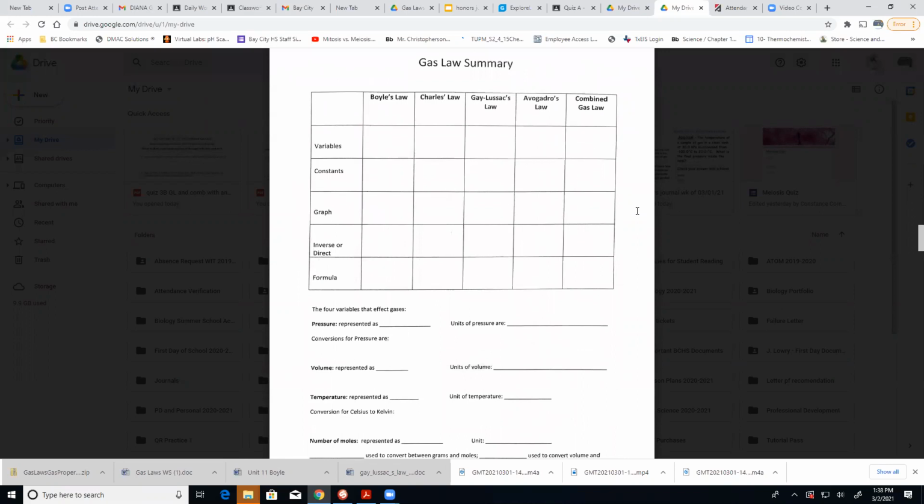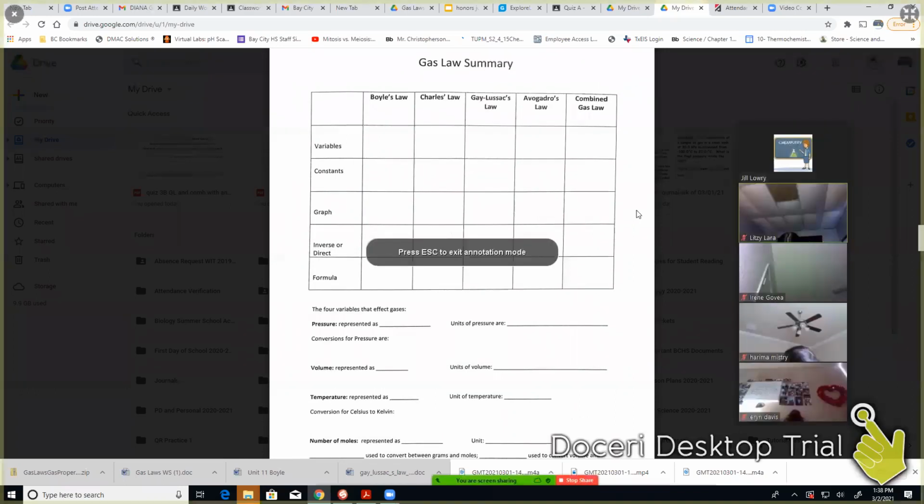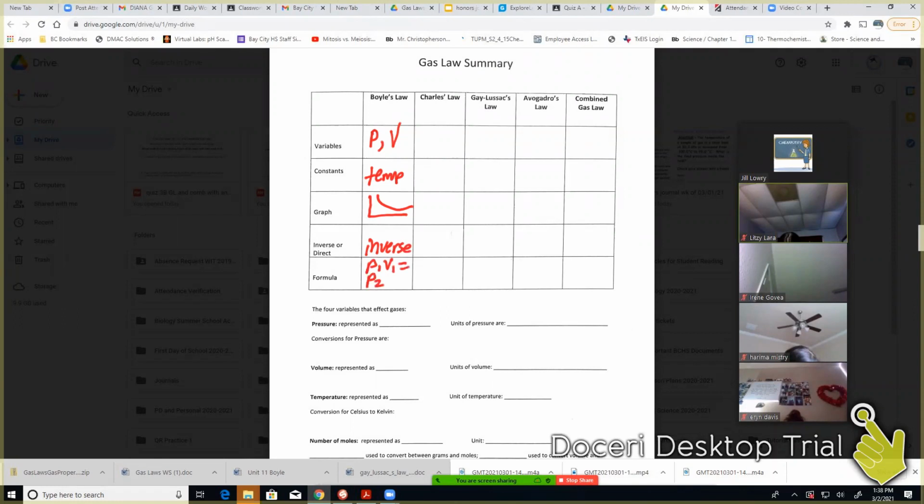All righty, finally. So let's just kind of do a summary. We should be able to get this whole page filled out. So for Boyle's law, we're looking at pressure and volume, and temperature is being held constant. This is an indirect or inverse relationship. It's the only one that we have that's not direct. So a graph would look like this. So inverse. So my formula is P1 V1 is equal to P2 V2.